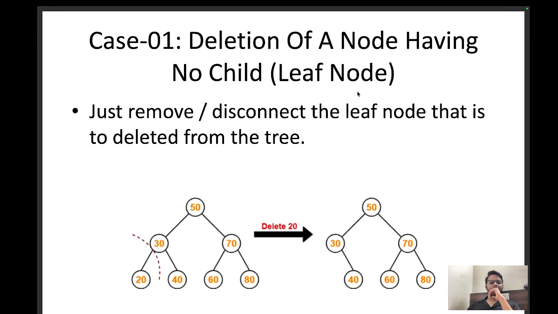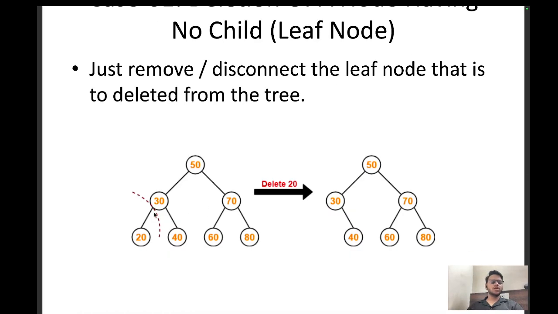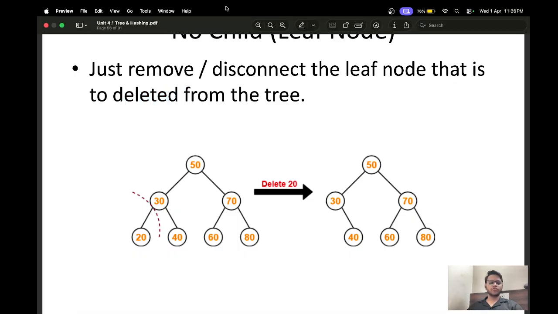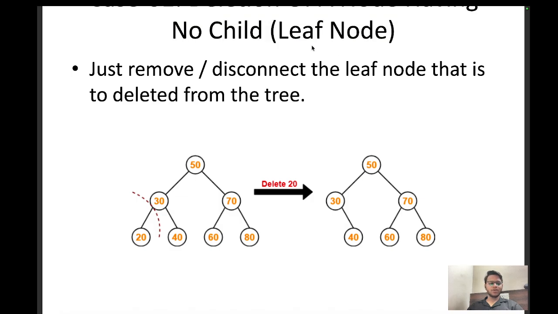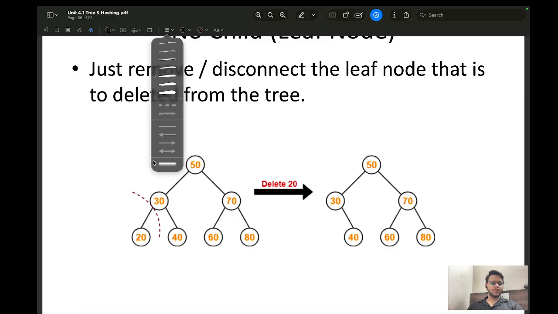So case one is the deletion of a node having no child. Now let us see the concept behind it. Just remove the leaf, disconnecting it from the tree. If we want to delete 20, then there is not much of a big deal in it. You have to go towards 20 and just delete this node from the tree without any second thought. And if you delete it, then you will get your desired tree after the deletion.